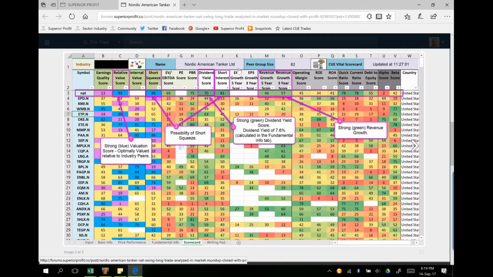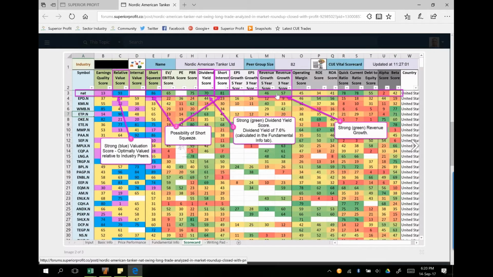Either the stock has to have high growth. We can look at the EPS growth and revenue growth columns, and I look for green color. If it has high growth, then I know this stock is strong fundamentally. The other way, I can look at the valuation columns, relative value and internal value, and look for blue color. So fundamentally, we are going to buy a stock which either has optimal valuation or has strong growth. Both are definitions of fundamentally strong stocks.